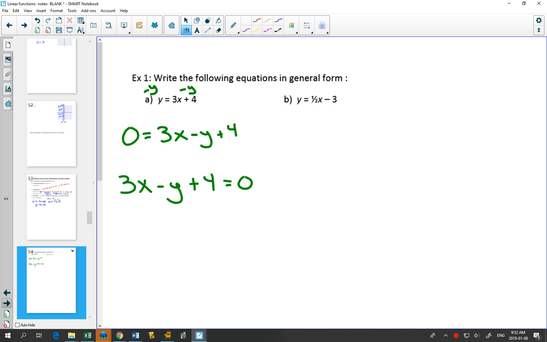But in a situation like in part B, we have a fraction. We start off with y equals 1/2 x minus 3. How would you get rid of a fraction? Double it. If we multiplied by 2, we would get rid of the fraction. So again, we have to think a little bit about what happens with equations.